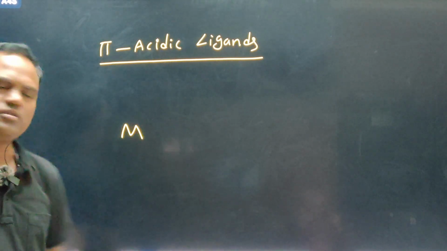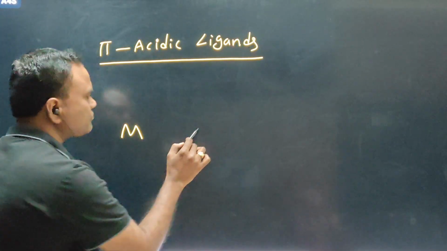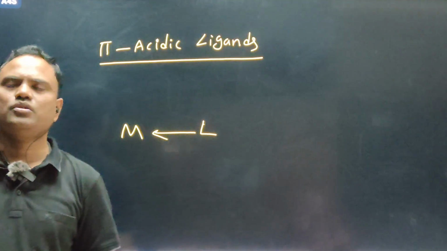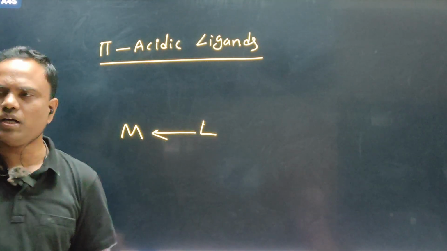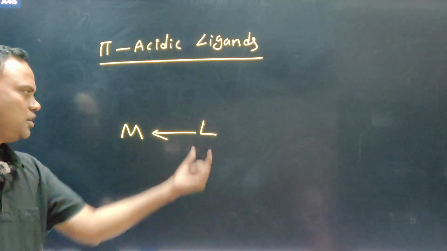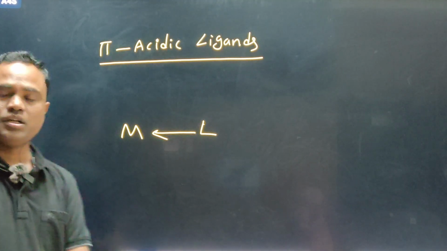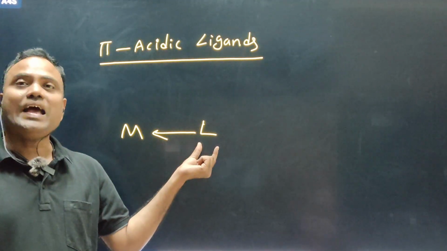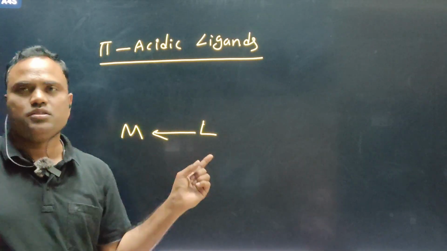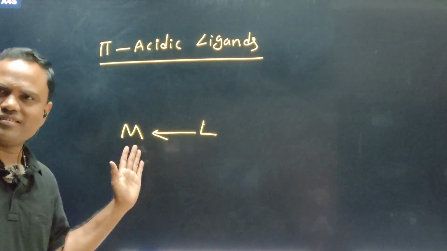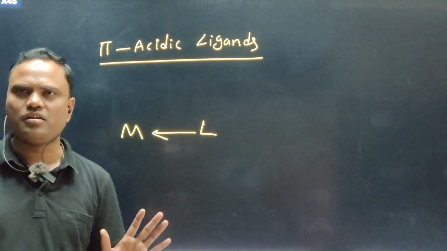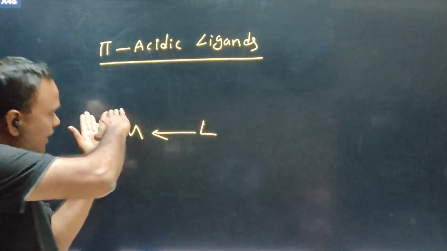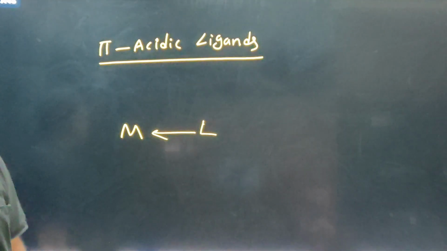Yes, electron pair donor. Some ligands first donate electrons to the central metal atom as usual. The ligand is giving the electron. What happens after that? Again they accept electrons from the central metal atom. Generally ligand means it should donate electrons. That is the general phenomenon. But in some ligands, in the reverse direction, they accept electrons from the central metal atom.